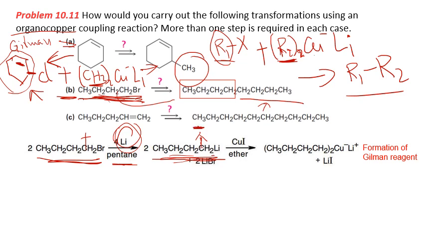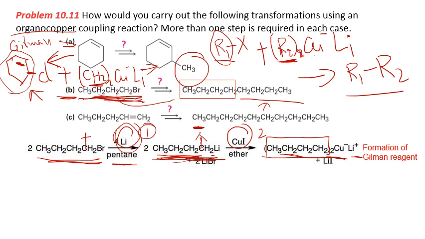And then the second step. So this is the first step: you add lithium, which forms a lithium reagent. The second step, you add copper iodide. When you add copper iodide, 2 of these alkyl groups combine with the copper, and also a lithium, and that forms the Gilman reagent. So this is a dibutyl copper lithium Gilman reagent.